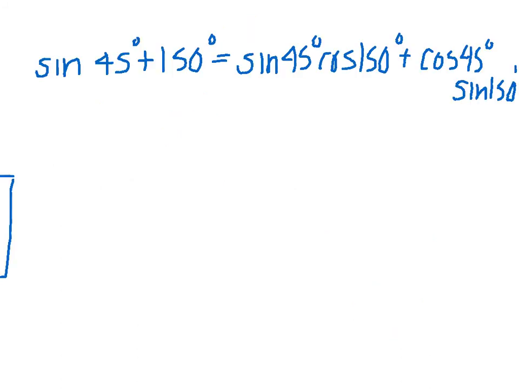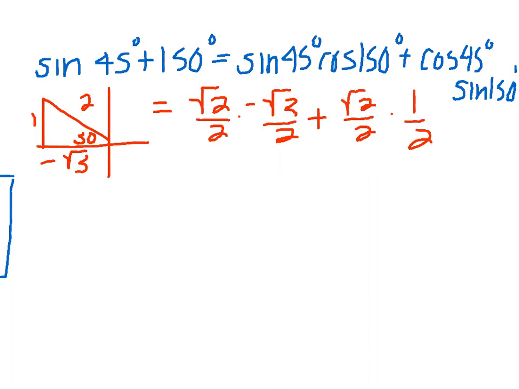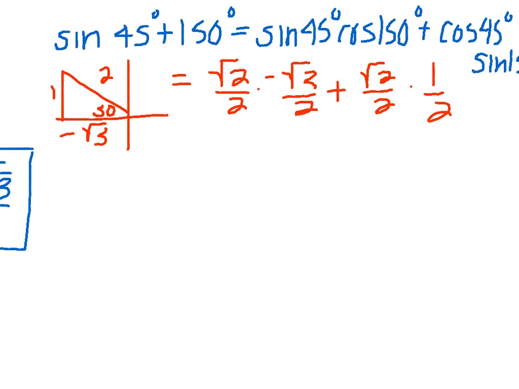So if I'm going to use sum and difference, I chose to use 45 plus 150 because that adds up to 195, and those are both special angles. So I have sine, cosine, cosine, sine, and I know that my sine here needs to be the same as this one. I'm going to go ahead and draw out a triangle for 150 just so we can make sure we see where that comes from. So if we look at this triangle, I know sine and cosine of 45 is radical 2 over 2. But for cosine of 150, I have negative radical 3 over 2. And for sine of 150, I have 1 over 2.